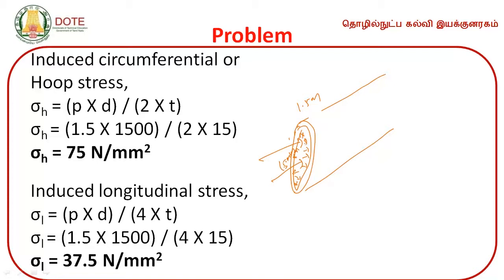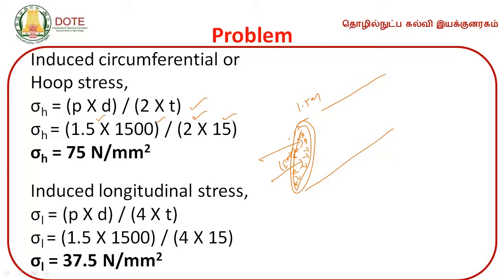So, hoop stress, we have already calculated the formula. The induced circumferential or hoop stress is given by the formula sigma h is equal to PD divided by 2T. What is P? The pressure induced in the cylindrical shell. D, diameter 1.5 meter, this is going to be 1500 mm. 2 into thickness. What is thickness? 15 mm. So for diameter and thickness, we convert them to mm.